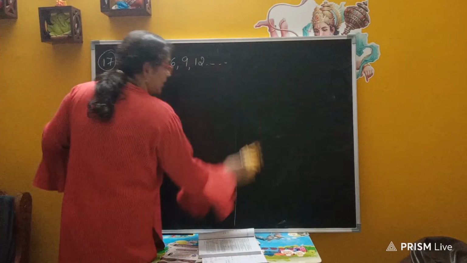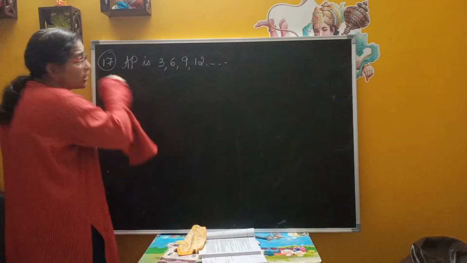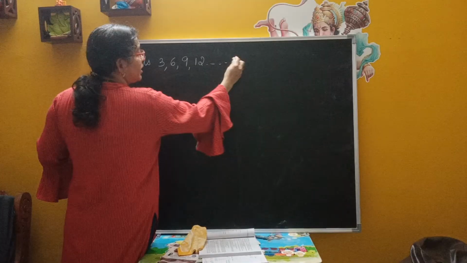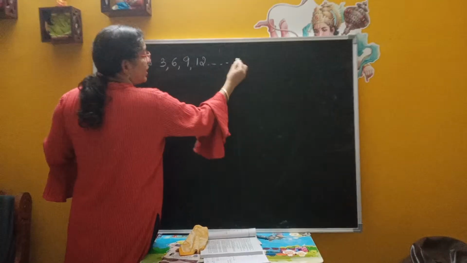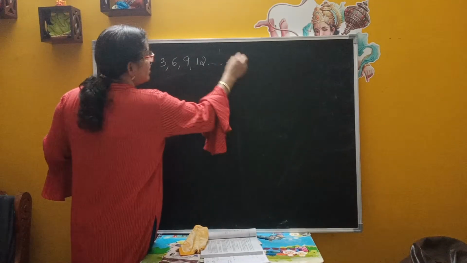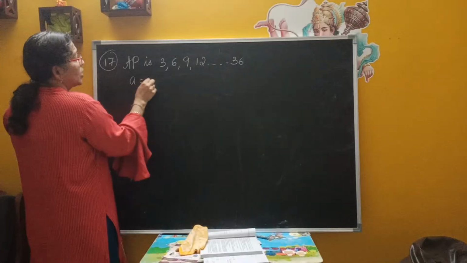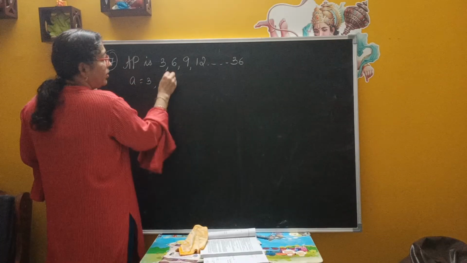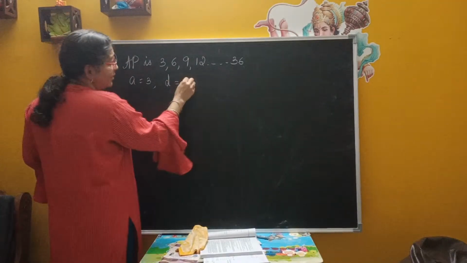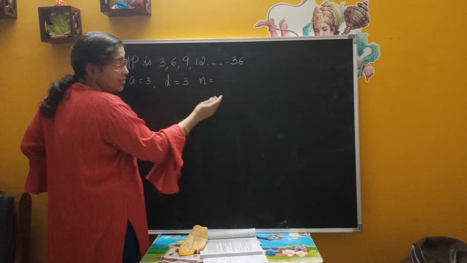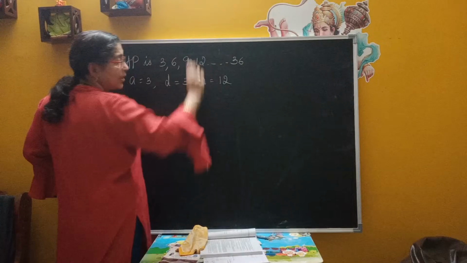The last one is the 12th term. 12 threes are 36, multiples of 3. Okay, so what is a? a is equal to 3. d is equal to, since it is a multiple of 3, that is also 3. Then n is equal to how many? How many standards, how many classes? 12 classes.